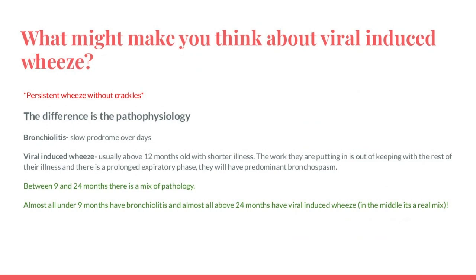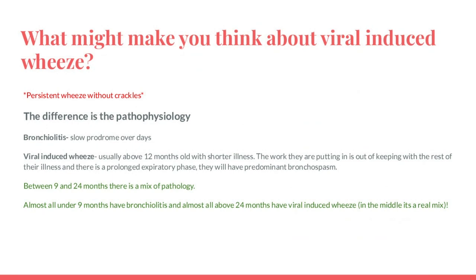Great. So the main difference is the pathophysiology. Bronchiolitis is a slow prodrome over days. Viral induced wheeze, as you've correctly said, is usually above 12 months old, usually a shorter illness. And the work that they're putting into their breathing is out of keeping with the rest of their illness. And you've got that prolonged expiratory phase with the wheeze, and they have a bronchospasm, which is not something you can necessarily see or ascertain from the history, but you get that impression.